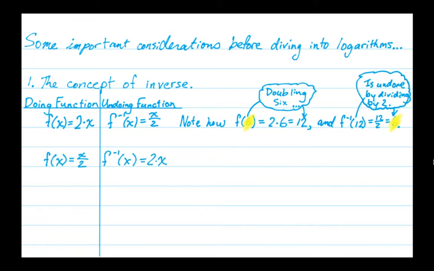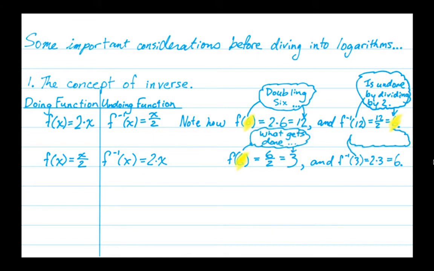Now, I could have alternatively switched those two functions, so made the original function, the doing function, dividing by 2, and made the inverse multiplying by 2. You'd notice the same kind of thing happening. When you divide 6 by 2, you get 3, and then when you take the 3 and you multiply by 2, you get 6 back. So notice that what gets done gets undone by the inverse. And as a result, we get back the number that we began with.